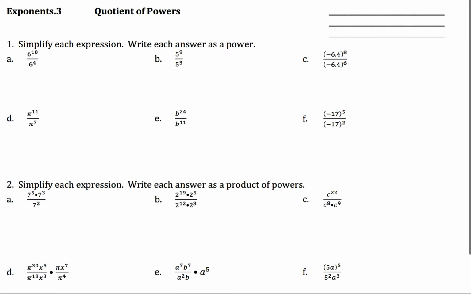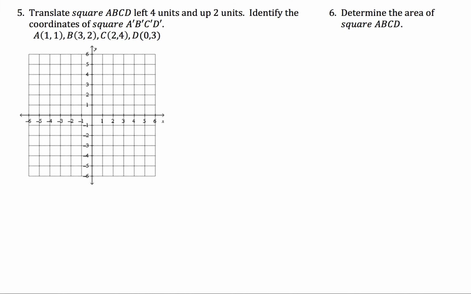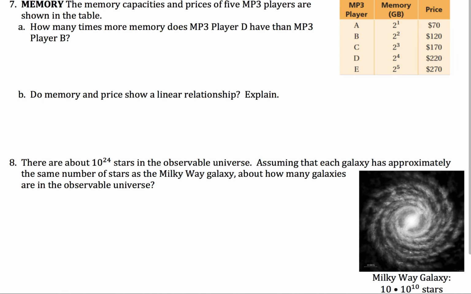Okay, the assignment on this. Number 1, you're going to simplify the expressions. Number 2, these are more examples of what we had there in the notes. You simplify the expressions. Number 3, you're going to graph the two equations and solve, or you can solve using the transitive property. There are 2 options. Number 4 is a problem where you manipulate an equation to see if Jeff is correct. Number 5, you're going to do a translation. Number 6, you're going to find the area of the square. Numbers 7 and 8 are situation problems dealing with exponents.